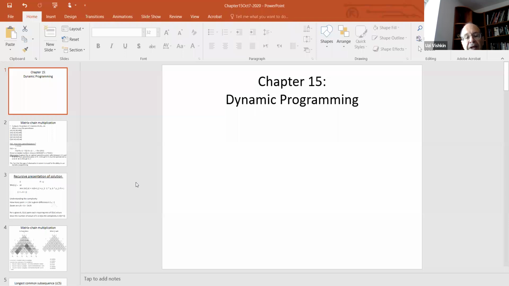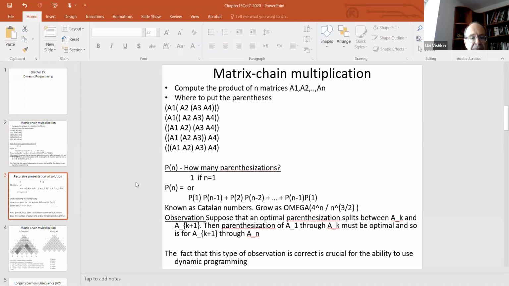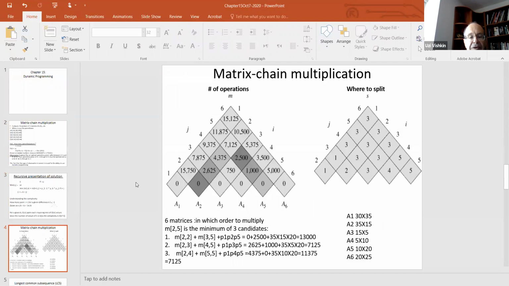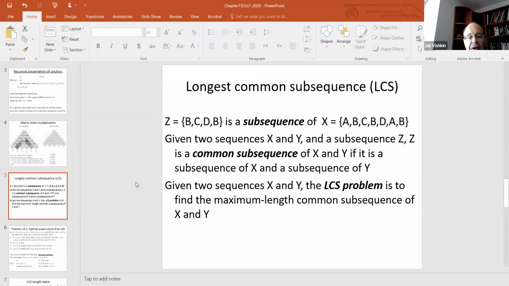The topic today is dynamic programming. We saw in the prior class one example, just to remind you. The example was the problem of longest common subsequence, where you get two sequences, X and Y, and you would like to find the longest subsequence which is common to both.